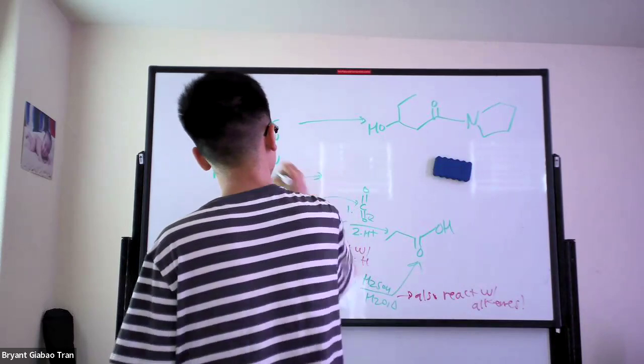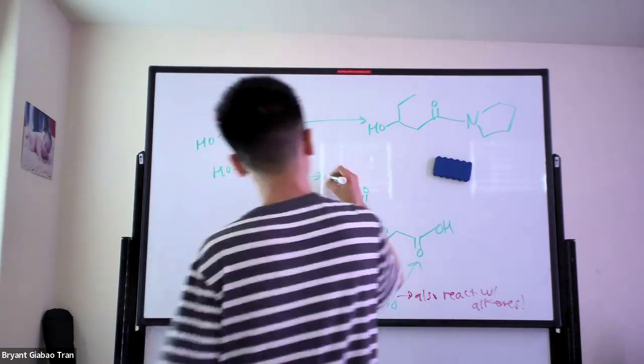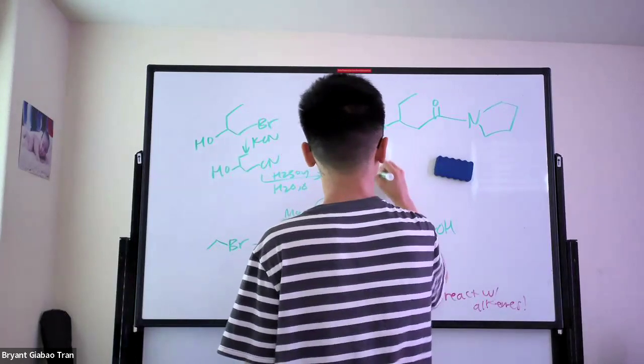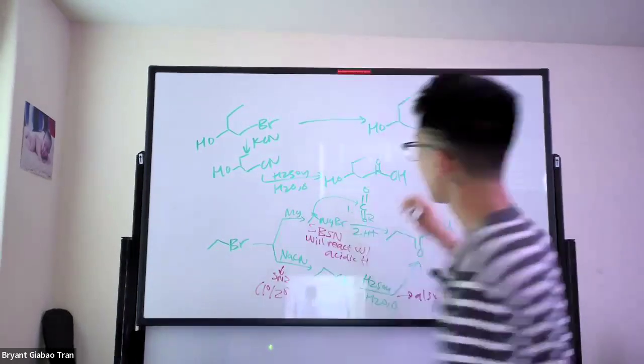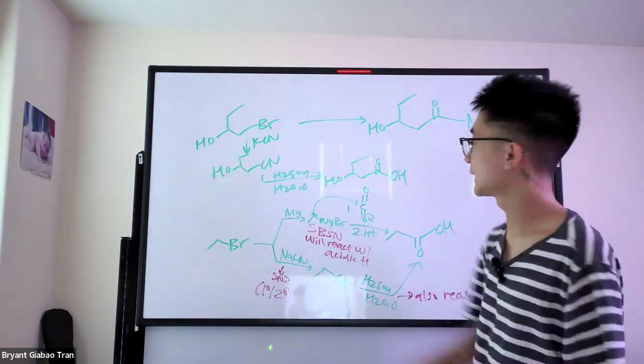And then we can hydrolyze that with acid, water, and heat to get this carboxylic acid here, right? Where this is the extra carbon that we added, and the extra carbon comes from the nitrile there.